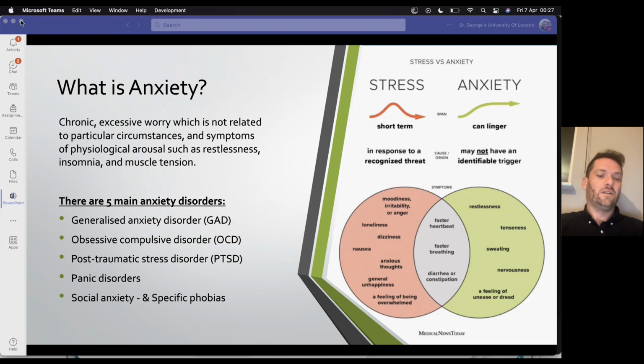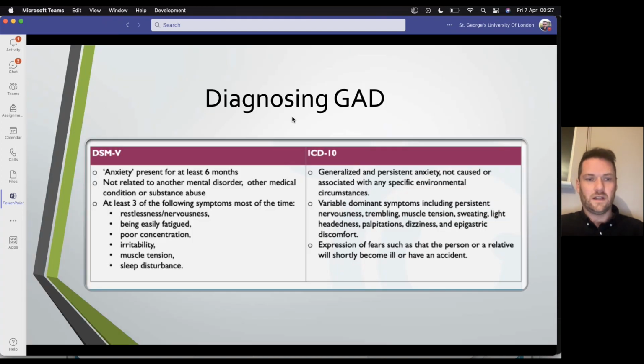You're more likely to get asked about generalized anxiety disorder, and most of your LOs this week are based on that too. So let's carry on and talk about generalized anxiety disorder. I said before, ICD-10, ICD is for categorizing all conditions. DSM is specifically to do with mental health. So let's look at the DSM-5 categorization.